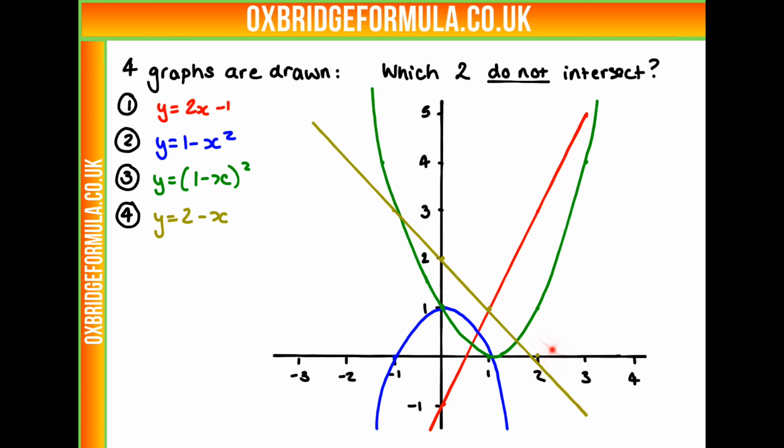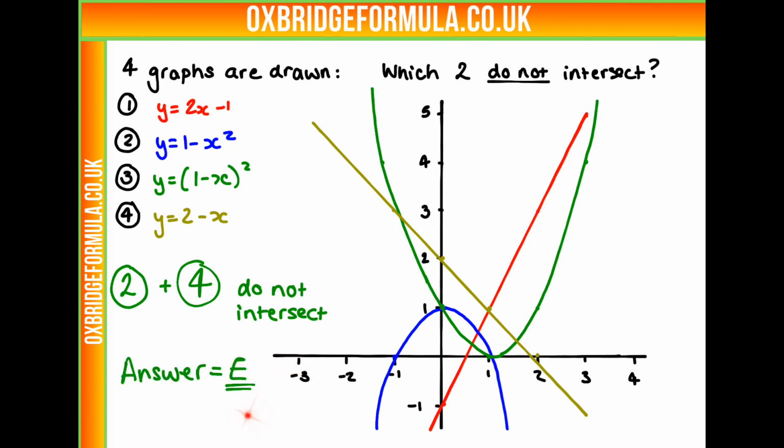Now we just have to find the ones that do not intersect. So which two are those going to be? Well, we can see that our blue graph here and our yellow graph here do not touch. There's no intersection in either of these graphs. So that corresponds to 2 and 4. So we can say that graphs 2 and 4 do not intersect, and so our final answer is E.